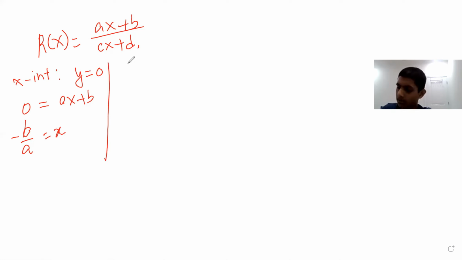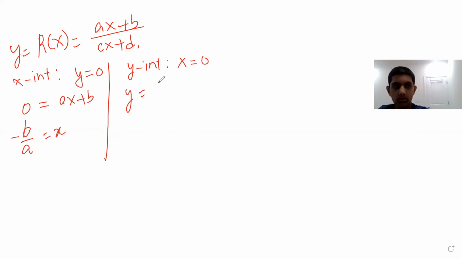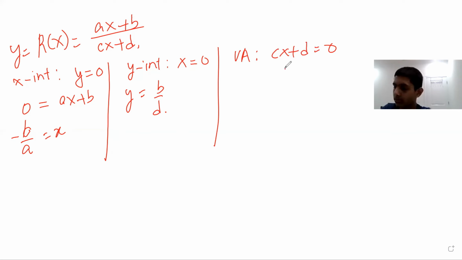Now, to find the y-intercept, I put x equals 0. Let me write y equals, easy for us. So y equals, putting x equals 0, I get b over d, correct? Yeah. Now let me find the vertical asymptote. We calculated that cx plus d should be equal to 0. That means x equals minus d over c, correct?